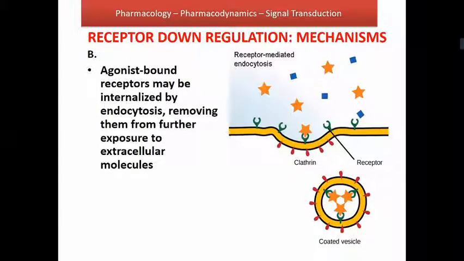Another mechanism is that the agonist-bound receptor may be internalized by endocytosis, removing it from further exposure to extracellular molecules. Through internalization, this will prevent further binding of these substances to the available receptors. So that's another mechanism to control the action of your receptor.